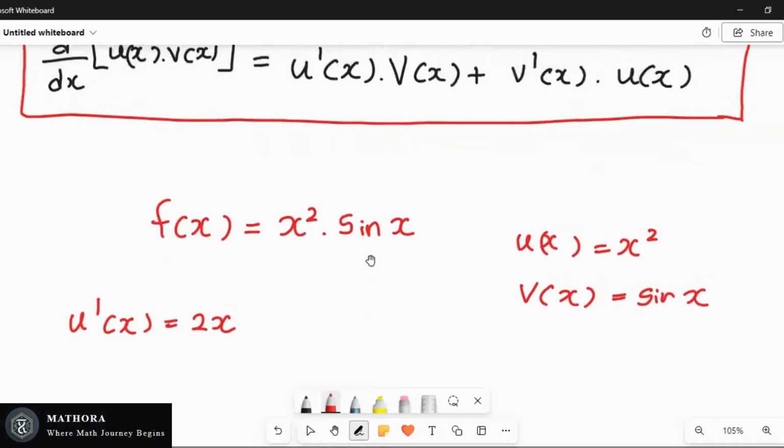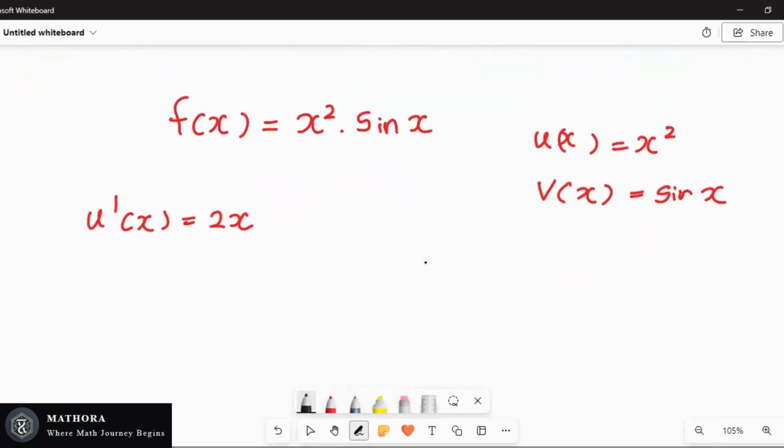For the steps, keep it as it is. As you can see, u dash x times v(x) is sin x, so you don't need to differentiate it. Then now we need to differentiate v(x) equals sin x. So the derivative of v(x), that means sin x, is, I'm sorry, v dash x equals cos x.